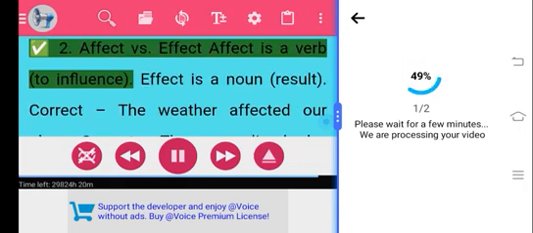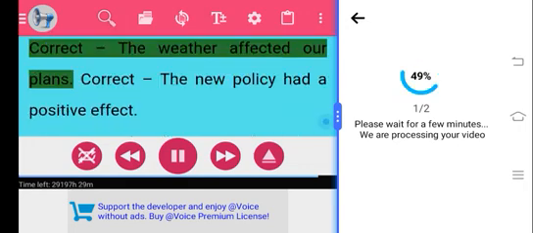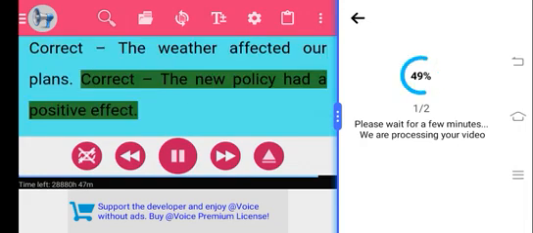2. Affect versus effect. Affect is a verb, to influence. Effect is a noun, a result. Correct: The weather affected our plans. Correct: The new policy had a positive effect.